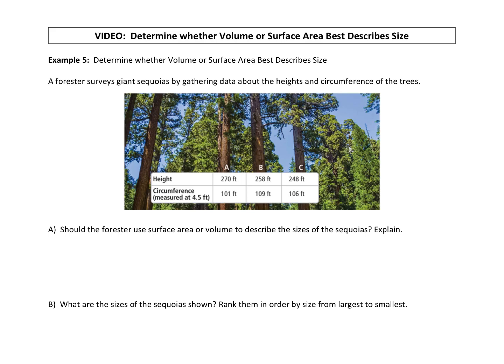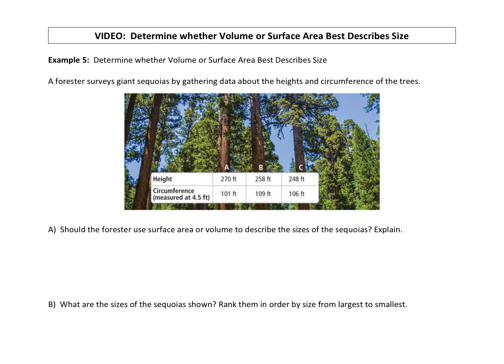All right, we're going to end this lesson by figuring out what would be a better measurement, volume or surface area, when answering the question that we are posed here. So we have a forester. The forester surveys giant sequoias by gathering data about the heights and circumferences of the trees. So this forester has 3 trees, tree A, tree B, tree C.